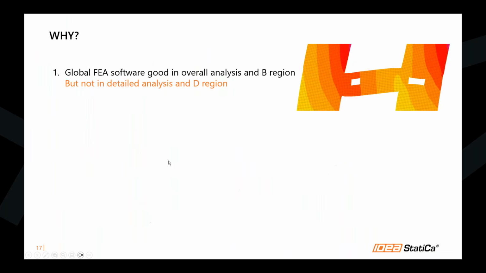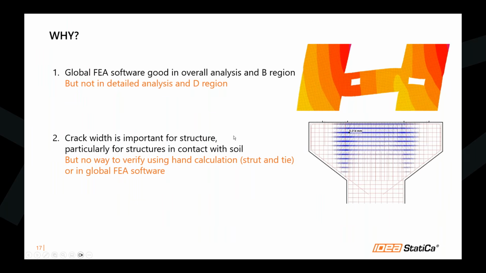So just to summarize the why: global FEA software in itself is very good in overall analysis. That means global analysis, global behavior and everything, and also in the B region, which means the beam, the column and all that. But it's not good in detailed analysis and D regions, for example, like this coupling beam. I think the global FEA will find it quite hard.